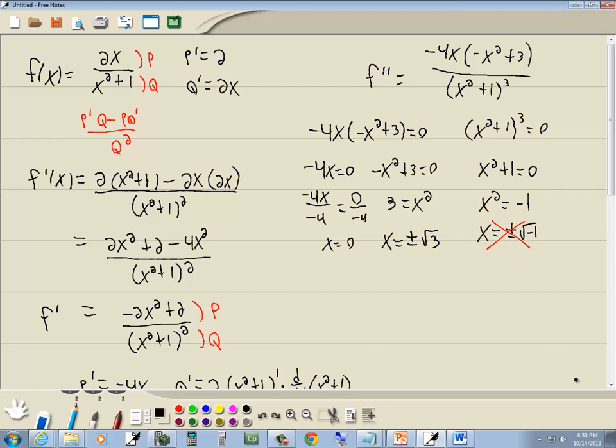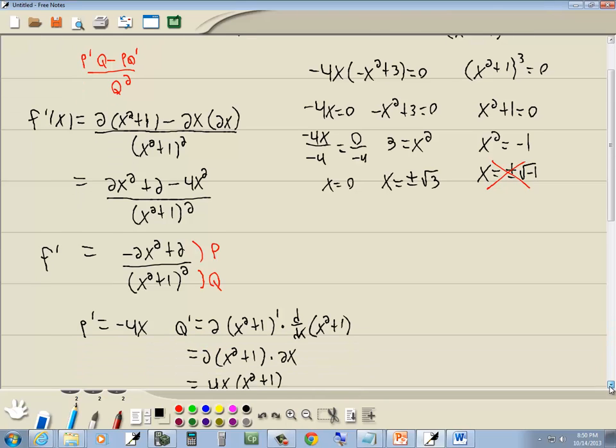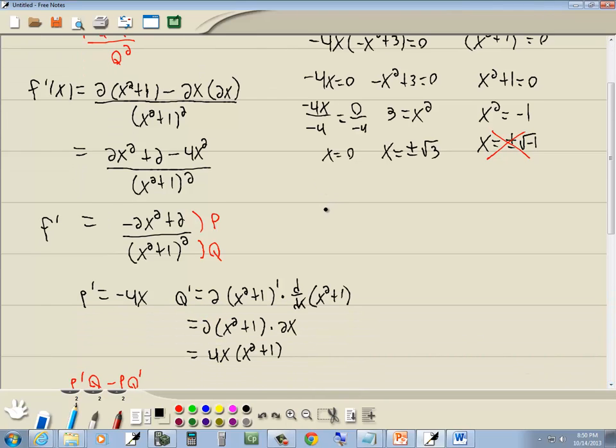So these are our 2 or 3 critical values. Okay, so I got x is equal to negative square root of 3, x is equal to 0, and x is equal to square root of 3.